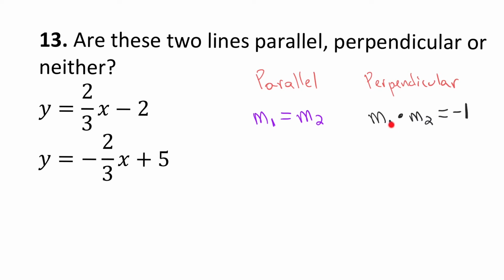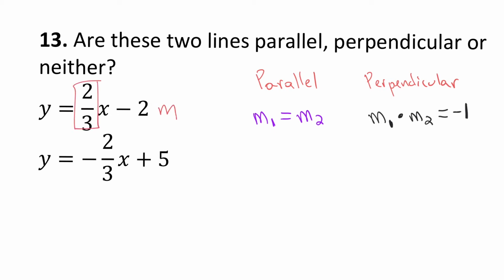So when you are multiplying, remember that to get a negative 1, you need to multiply one of the slopes by the opposite reciprocal. You change the sign and you flip the fraction. But we do have the two slopes here. So I'm going to check the slopes of the lines. I'm going to go to the first line. This line has a slope of 2 over 3.